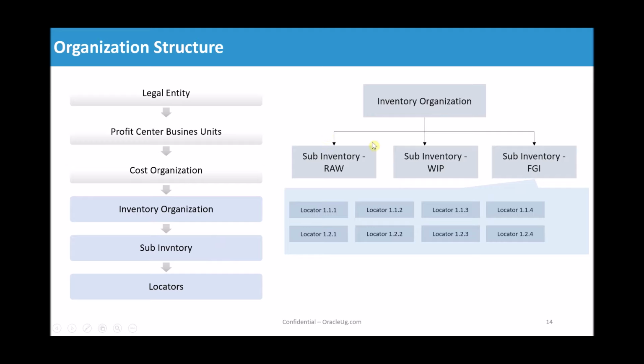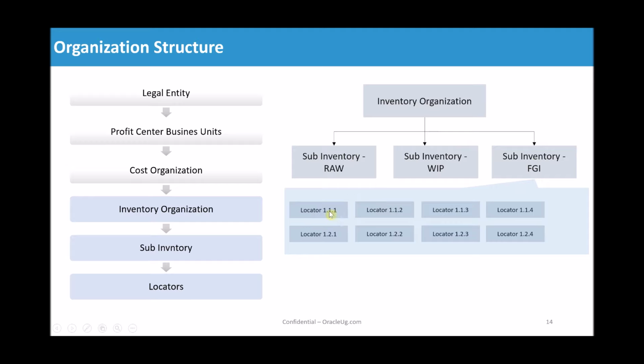The right-hand side shows the structure in a specific inventory organization. So in a single inventory organization, we'll have multiple sub-inventories. As I have already mentioned, we can have raw, WIP, FGI. These are all storage sub-inventories. Next, we can also have a receiving sub-inventory that will be used only for receiving purposes. And under each sub-inventory, we can have multiple locators.